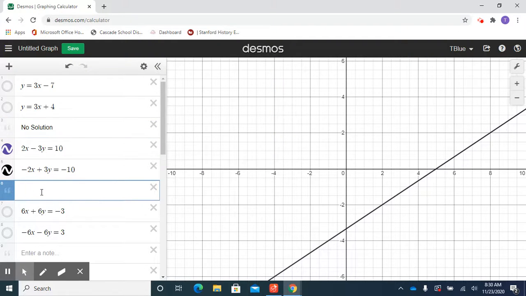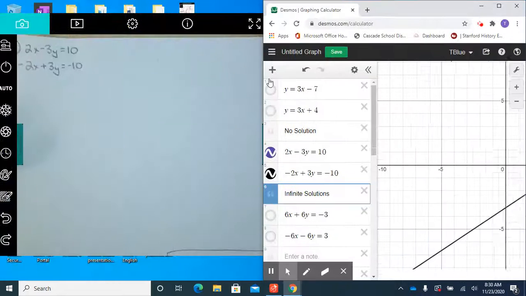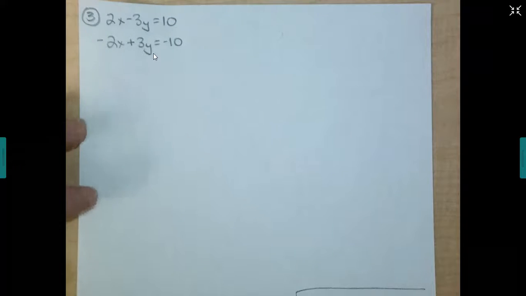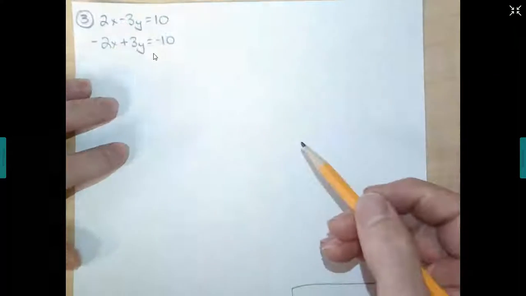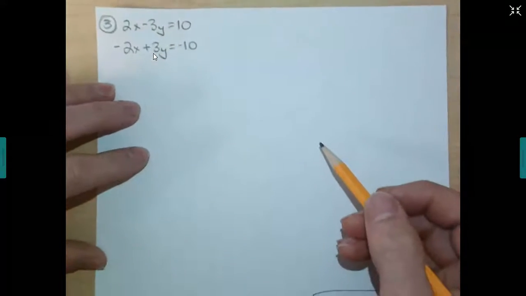Exactly the same line. So what that means is that we have infinite solutions. That means that every single point on this line is a solution for the other line. So that's how in Desmos we solved it as infinite solutions. So let's look at arithmetic.